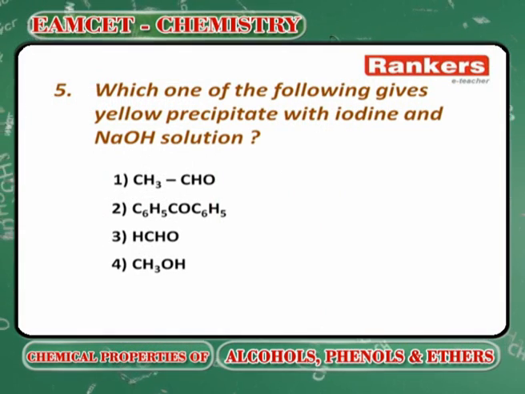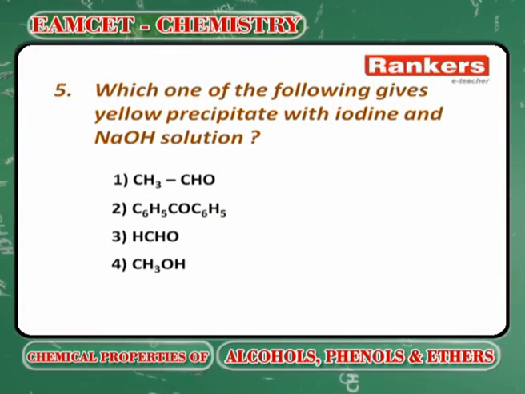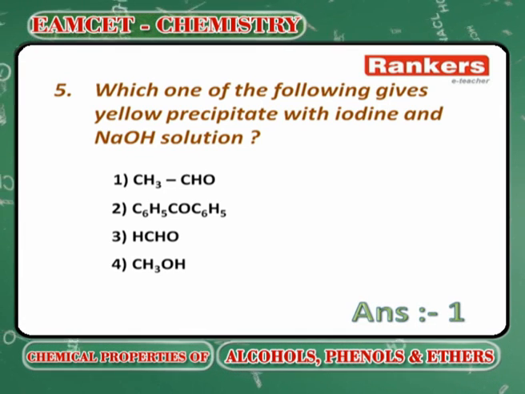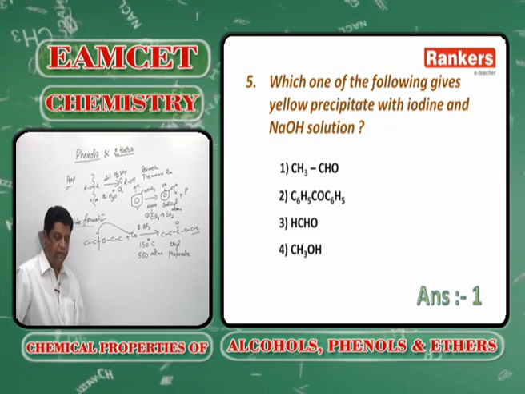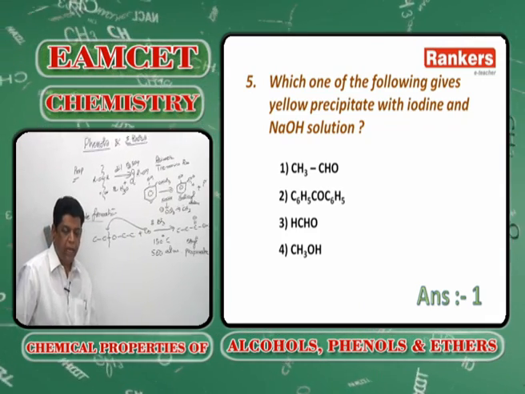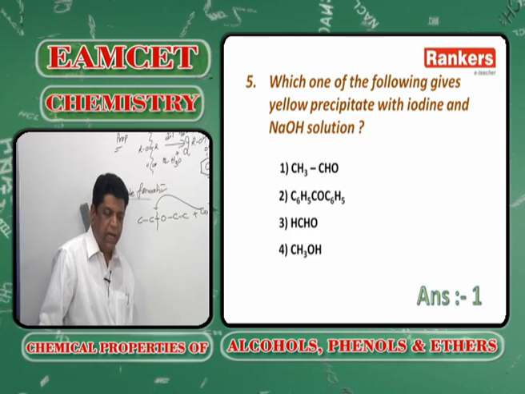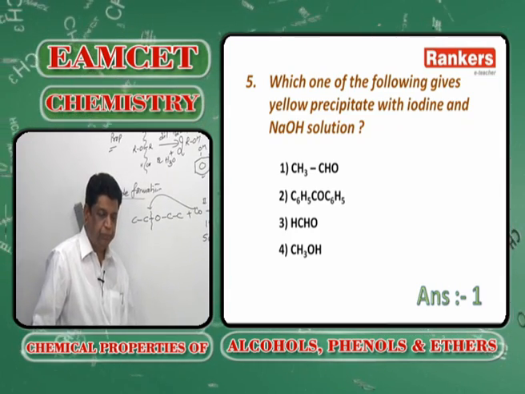Which one of the following gives a yellow precipitate with iodine and NaOH? This is in the chloroform topic we have seen. However, this acetaldehyde is going to react with this and gives the iodoform formation. Answer is 1. Next.